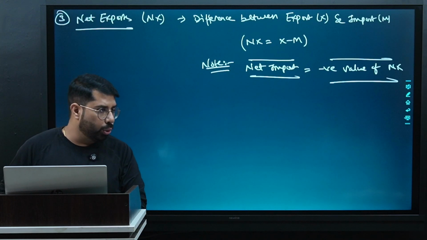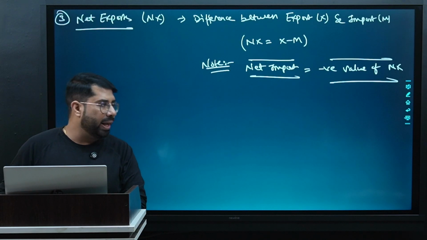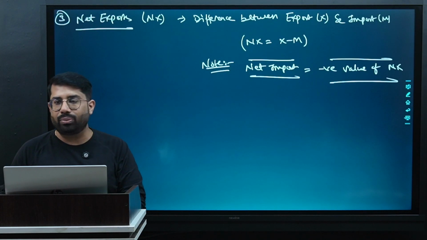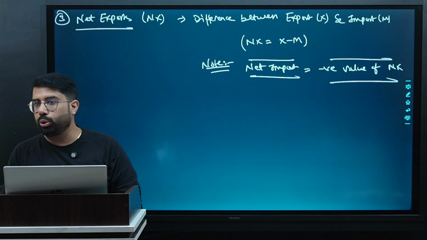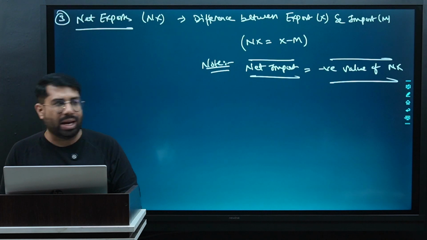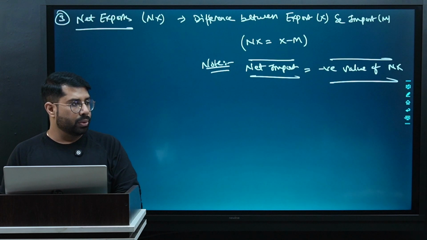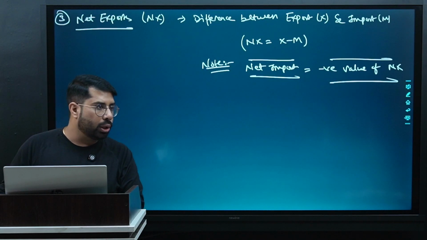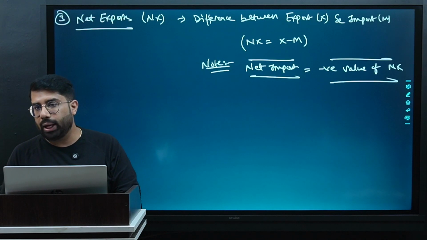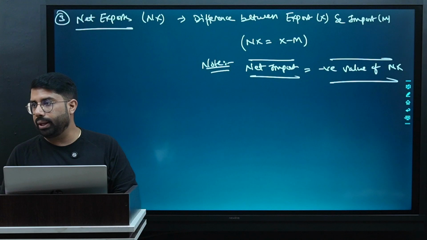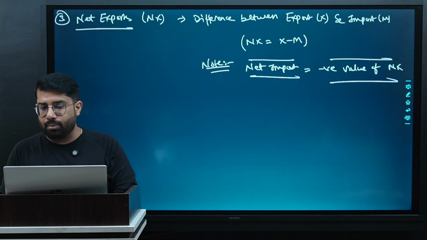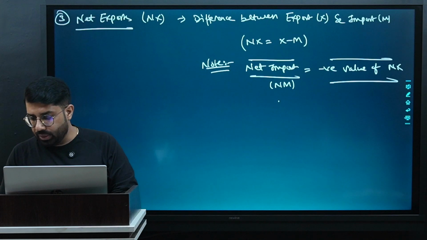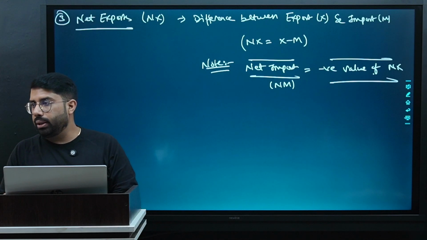When you say net export, you are assuming that exports will exceed imports. It means you will do more of exports and less of imports. And when you say net import, it means your import is more than export. Are you clear? So if it is written net import, that is NM, it is nothing but the negative value of the net export.